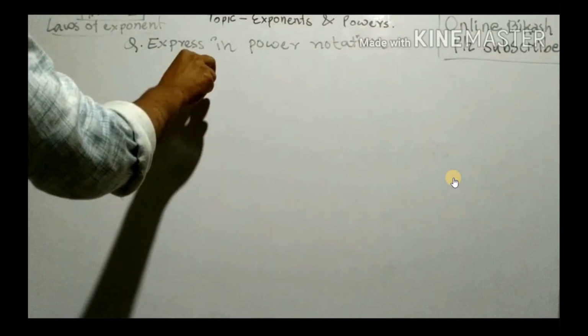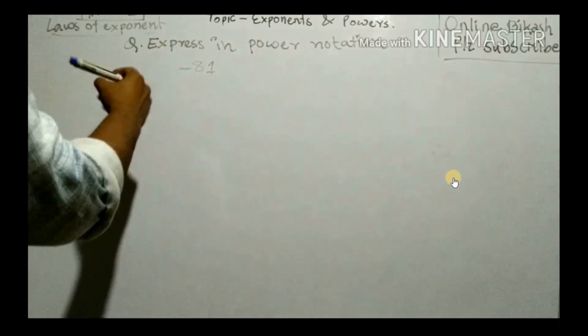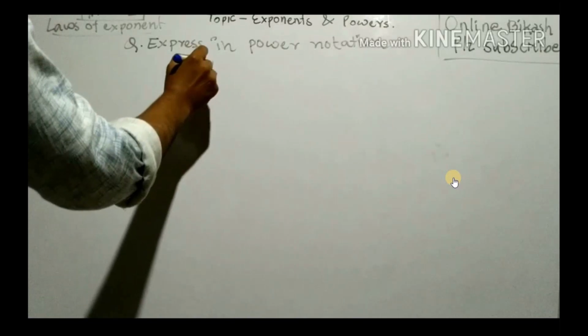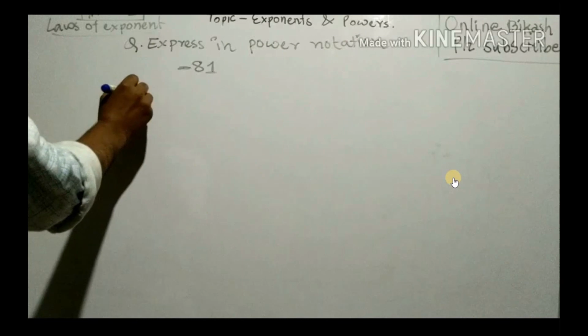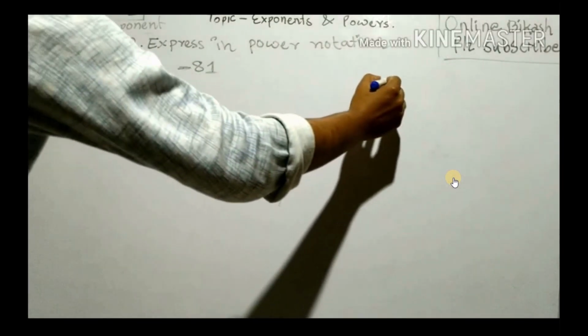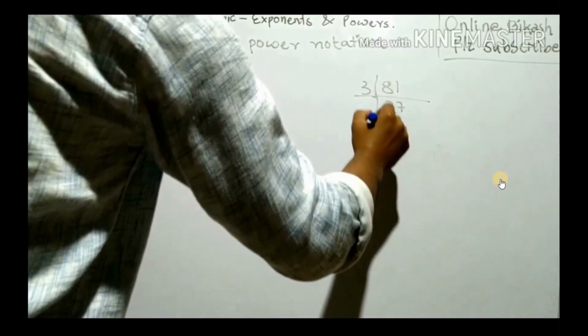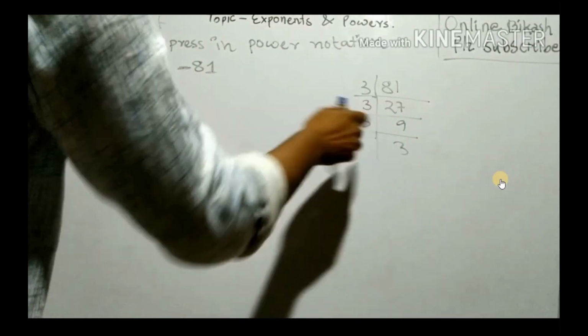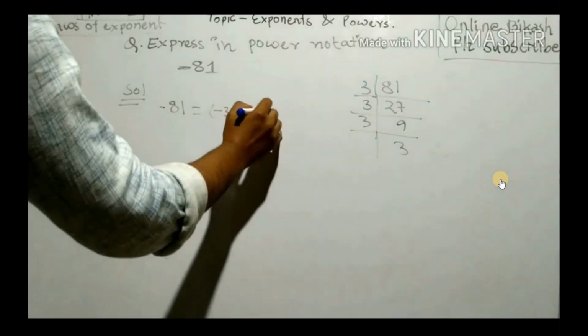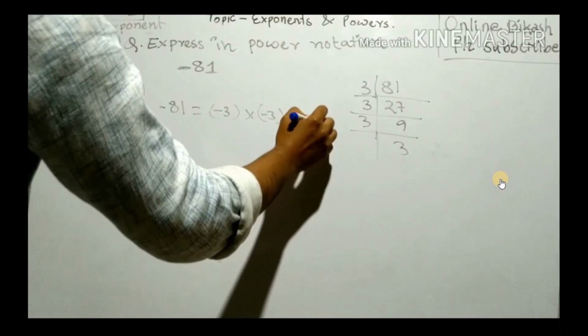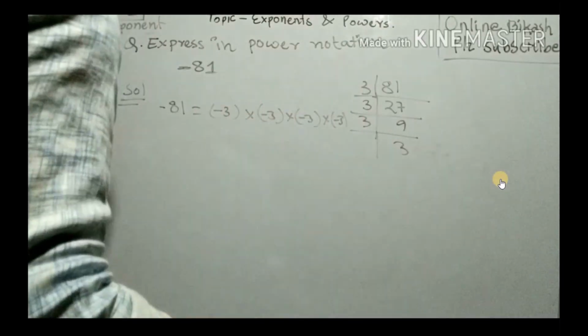If you write it outside the bracket, something different will happen. Now you try to understand this: minus 81. In case of minus 81, what will happen? First of all, if you prime factorize 81 with 3, you can divide 3 into 27, 81, then 3 nines are 27, 3 threes are 9. So how many 3s are we getting? 1, 2, 3, 4 threes. So minus 81 can be represented as minus 3 into minus 3 into minus 3 into minus 3.